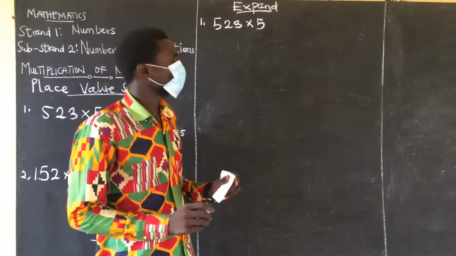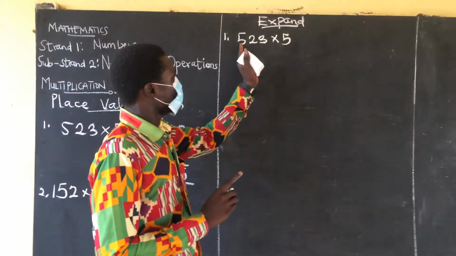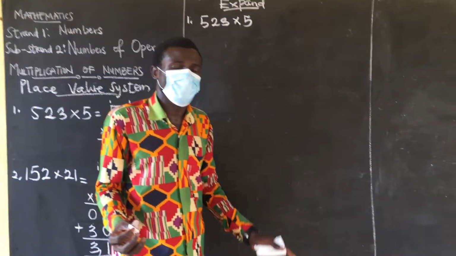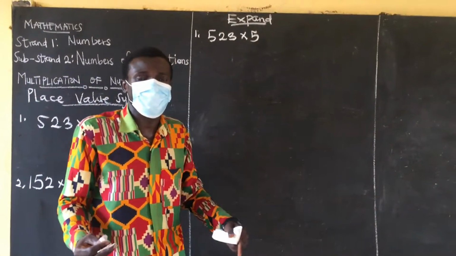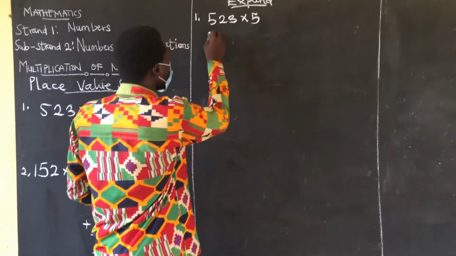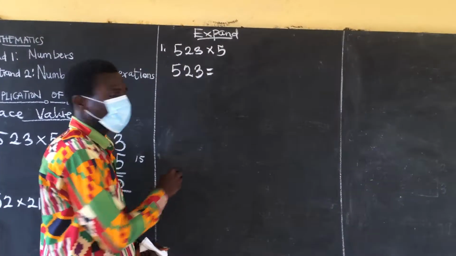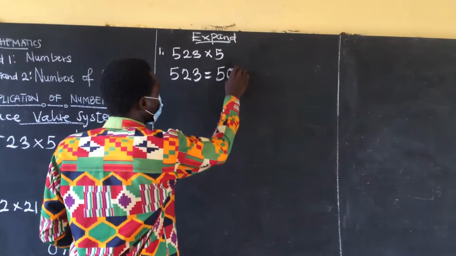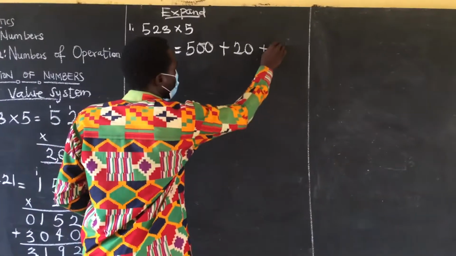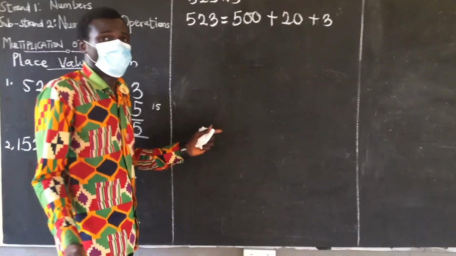What do I have to do? I have to expand one of these numbers, 523 and 5. The one I can expand best is 523 because 5 is already in its ones column. So I'm going to expand 523 and this is going to give me 500 plus 20 plus 3. If I'm to expand 5, I will get the same 5.